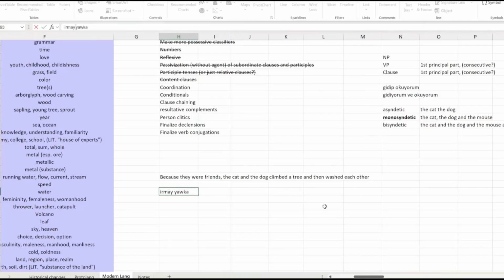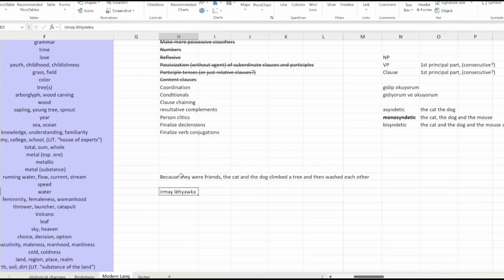So then we need our coordinator, which is lch, and I didn't even think about this, but it just so happens that both of these words would take the H form. So if it's the cat and the dog, then it would be irmai lchjauka, whereas if it was the dog and the cat, it would be jauka lchirmai. So that's the cat and the dog.